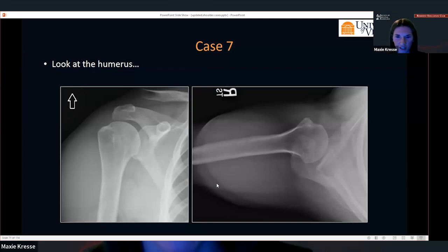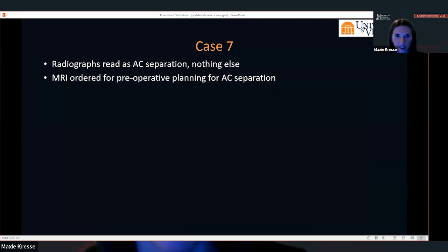Focus on the humerus here. I'm going to add some arrows. Yeah, so something more aggressive now, right? Based on this. Okay, so nothing was mentioned on the radiographs except for the AC separation. So luckily we ended up getting an MRI for preoperative planning, and here's the MRI.